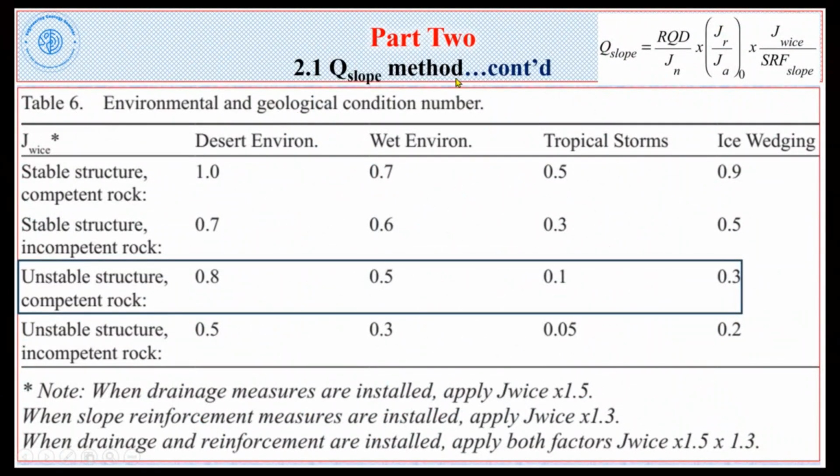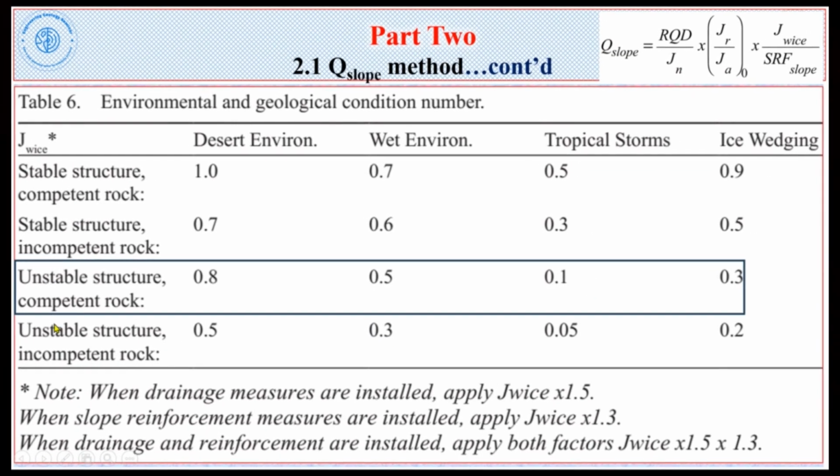The sixth parameter is environmental and geological condition, or JWs. So the conditions given are desert environment, wet environment, tropical storms, and ice wedging. If you are working in a desert environment, you will consider this column. If you are working in a wet environment, you will consider this column. If you are working in a tropical storm environment, you will consider these rating values. If you are in polar areas, in an ice wedging area, you will consider these ratings.